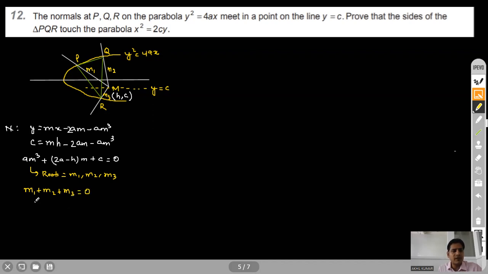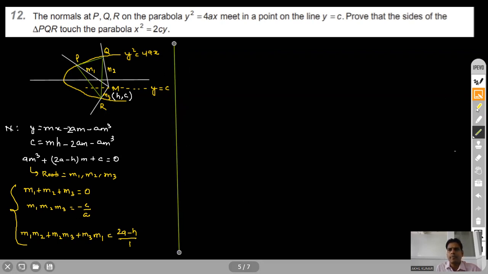And what will be the product of roots? The product of roots, m1 m2 m3, will be equal to minus c upon a. One more relation we have: m1 m2 + m2 m3 + m3 m1 will be equal to (2a - h) upon a. So these three relations we got from this cubic.